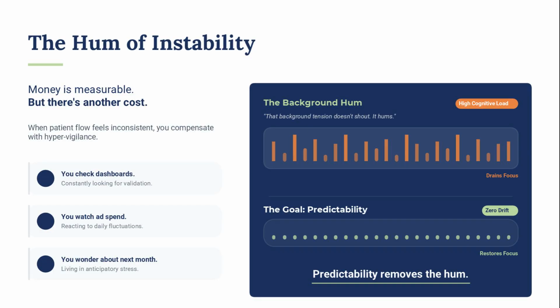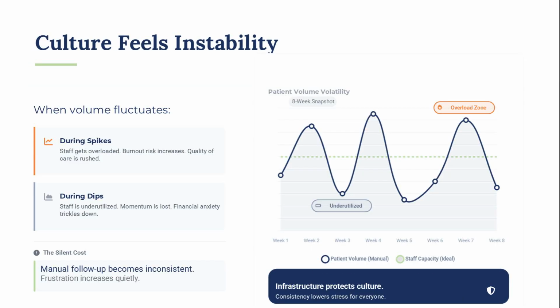Because when everything requires attention, even small instability becomes exhausting. And calm is not a luxury here. It's a signal that the system is working. Instability doesn't just affect numbers, it affects people.